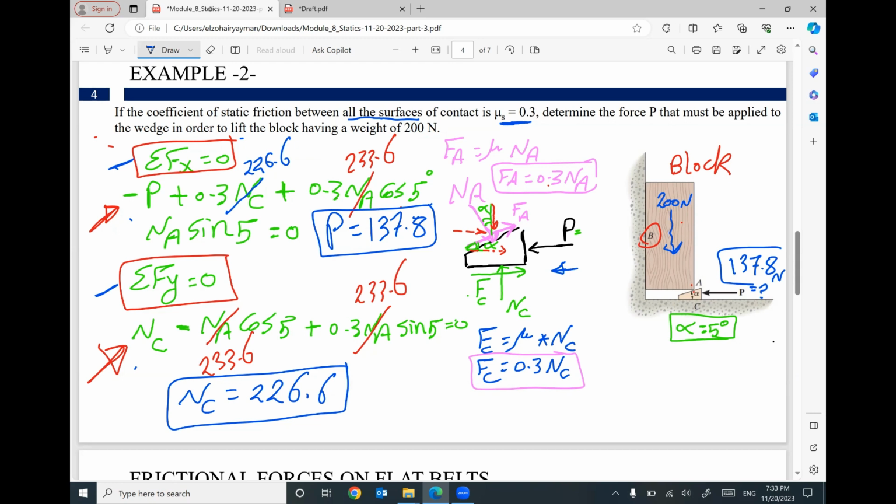Do you have any question from this example? This is the typical problem you will have in this part. This is the typical one.